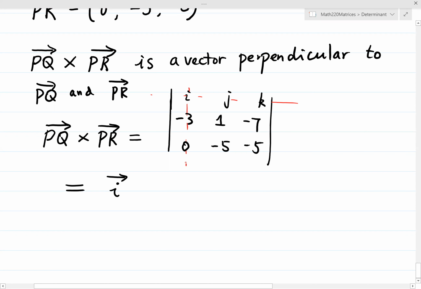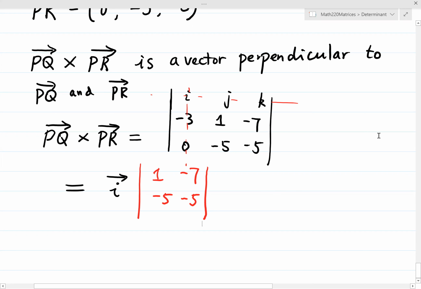Then the remaining thing will be 1, -7, -5, -5. So this is the remaining 2 by 2 determinant. Remember, we already defined it in this manner. We already defined the 2 by 2 determinant.